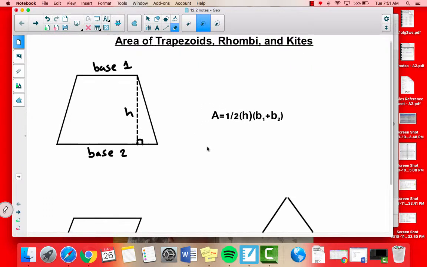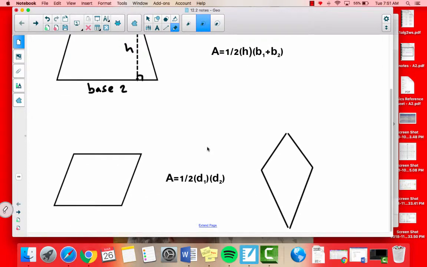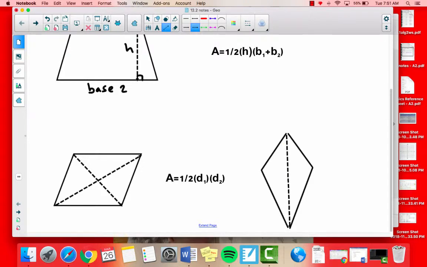The other two shapes have the same formula, and those are your kite and your rhombus. So the kite and the rhombus use strictly the diagonals, and diagonals will go from one corner to another, like this or like this. So we've got diagonal 1 and diagonal 2 here.